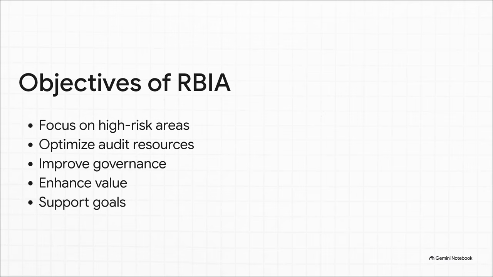Moving to heading 2, objectives of RBIA. The goals here are crystal clear. You want to focus on high-risk areas, optimize audit resources, improve governance, risk management, and internal controls, enhance organizational value, and ultimately support the achievement of organizational objectives. Honestly, the real secret sauce here is that second one, optimizing audit resources. Practically speaking, you and your audit team only have so many hours in a year, right? Optimizing means completely shifting your focus away from those low-impact areas. By aligning your hours with the company's biggest threats, you're actively protecting and supporting its ultimate goals.